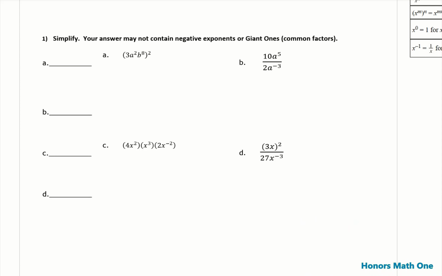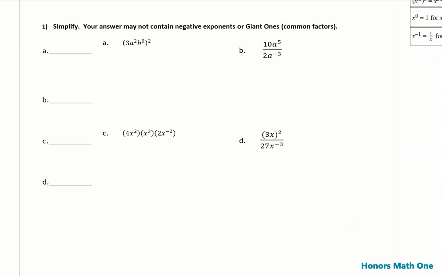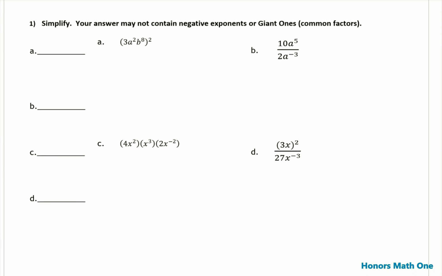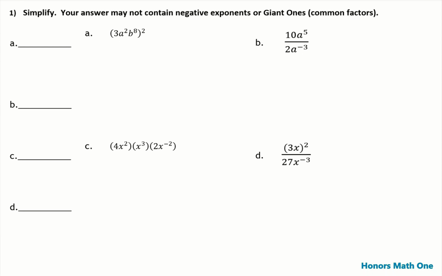We're going to be going over the Chapter 1 test, and we'll discuss what's going to happen with those test scores in class. The first question has appeared on all three of our chapter tests so far this year. It says simplify your answers, and your answers may not contain negative exponents or giant ones, common factors. So you basically have to get everything together that can be and no negative exponents.